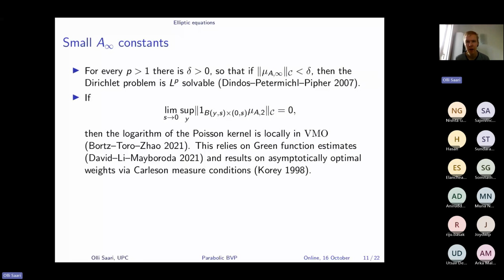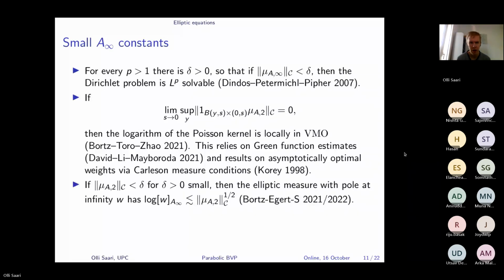But to get there, one had to first make this Bortz-Toro-Zhao result more quantitative, in the sense that we don't just say that one limiting condition implies another limiting condition, but we should make this implication stable, in the sense that we would say that if the Carleson measures are delta small, then the BMO norms are epsilon small. And this was our contribution, which is already out.